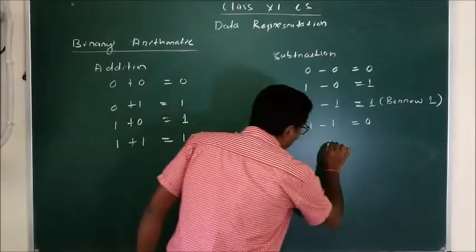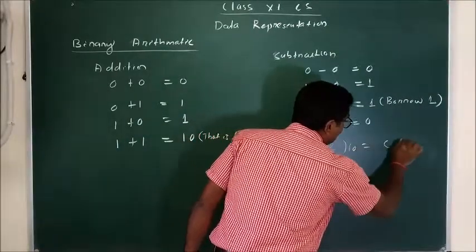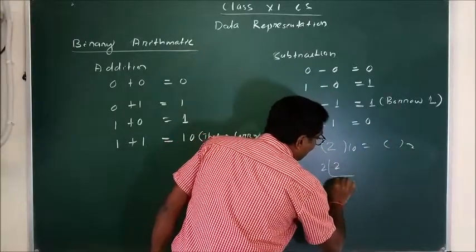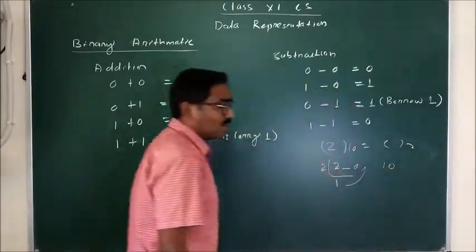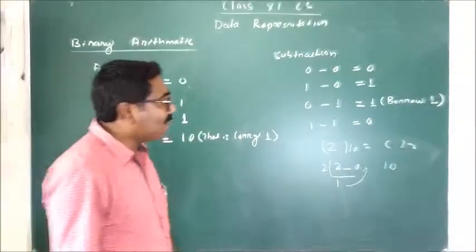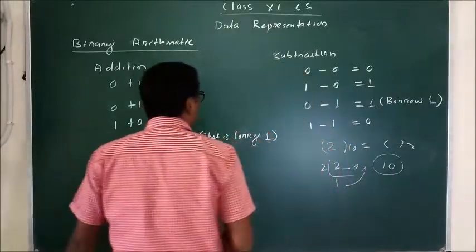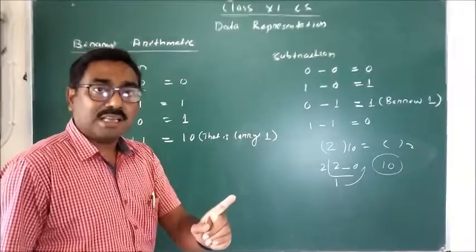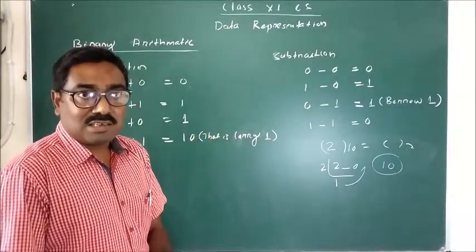So if I am converting the decimal 2 into binary, then what do we get? 2 divided by 2 is 1, remainder is 0. So the number is 1 0. Now this is a 2-digit number. In case of addition, if you are getting a 2-digit number, then we take the tens place digit as a carry for the next addition.